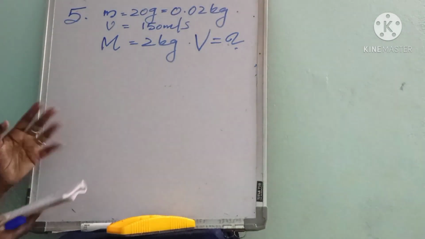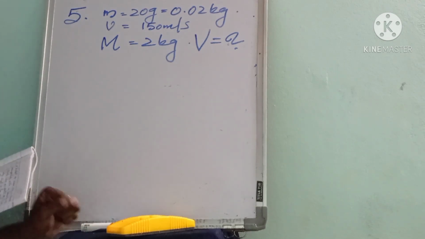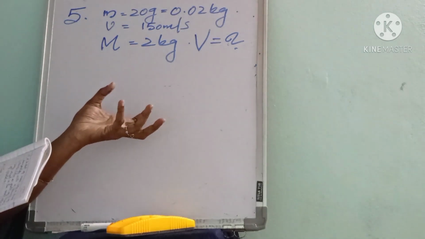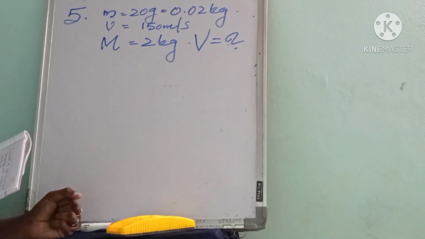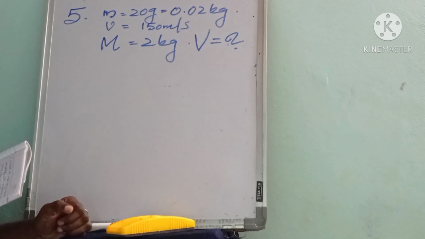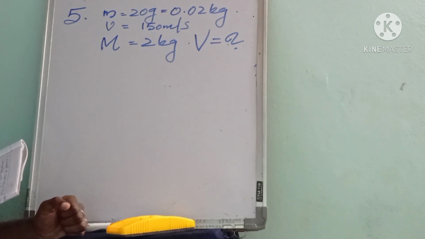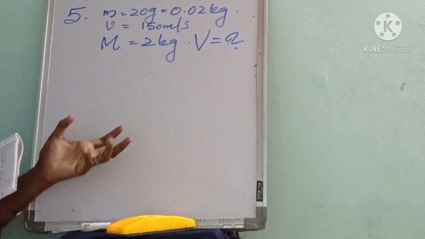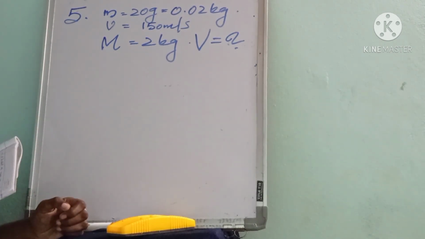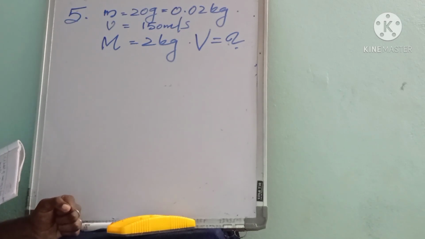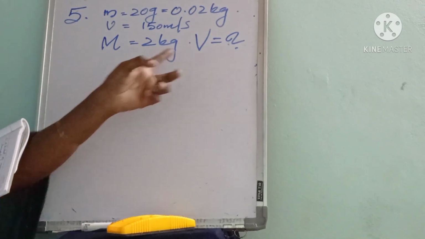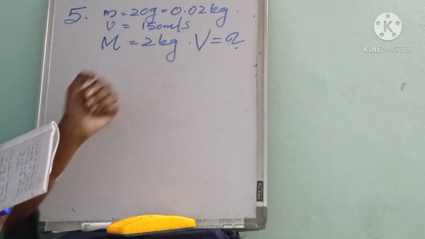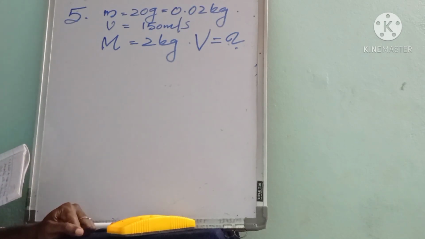All of you know about the recoil velocity. What is the recoil velocity actually? When we fire a bullet from a gun or a pistol, what will happen? The bullet moves forward, at the same time the pistol or the gun moves backward with a velocity. That velocity is called the recoil velocity. That is what we have to find.